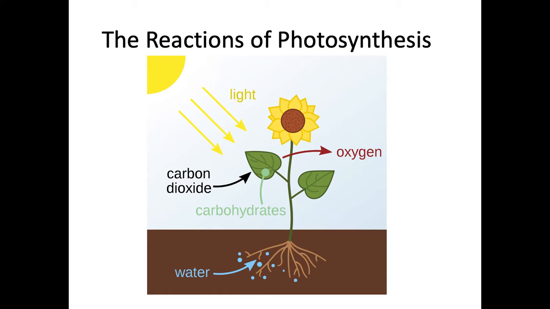This video is an overview of the reactions of photosynthesis. So we're going to go from very basic to more complex. In general, photosynthesis requires light energy, carbon dioxide from the environment, and water from the soil, and what is produced are carbohydrates in the form of glucose and oxygen as a waste product.